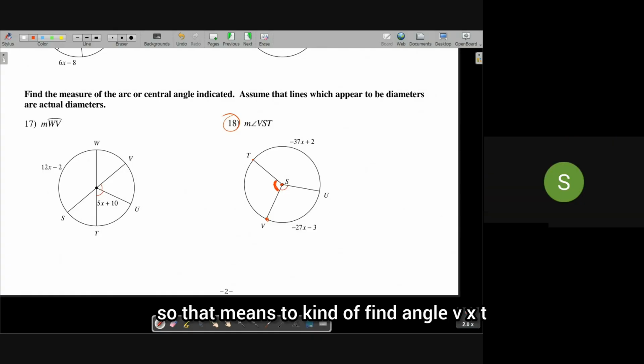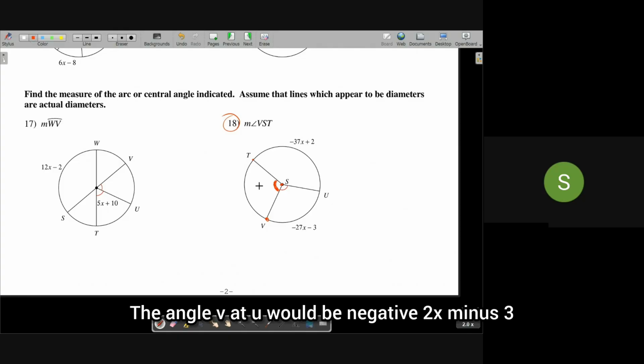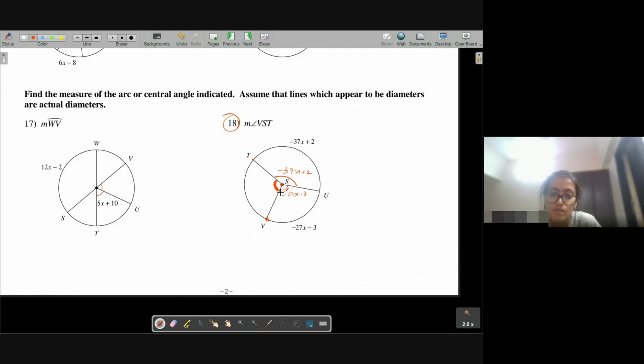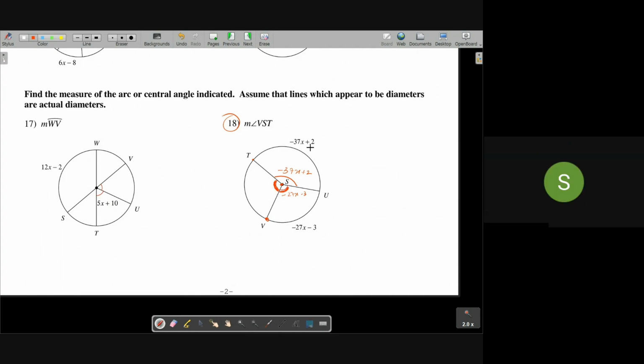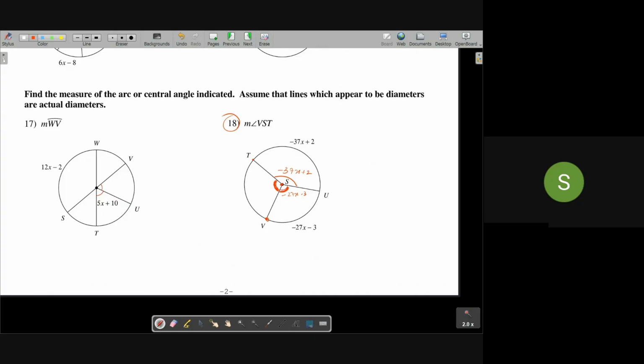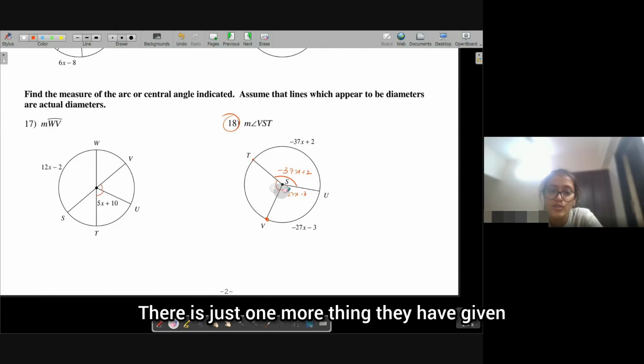So to find angle VST, the angle TSU would be negative 37x plus 2, and the angle VSU would be negative 27x minus 3. I think we would do an equation where we set it equal to 360. I'm having a hard time on how that equation would look. I'm pretty sure it would look something like negative 27x minus 3 plus, or how would that equation look? There's just one more thing.